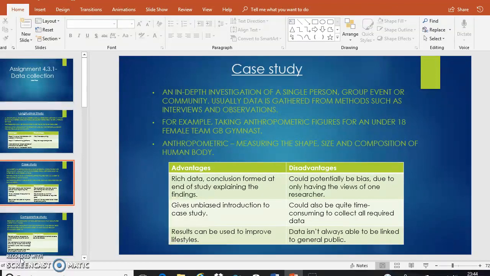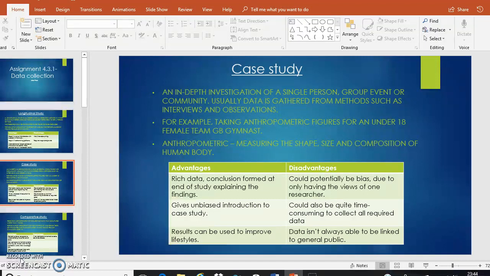Next, there's case study. This is an in-depth investigation of an individual, group, event, or community. Usually data is gathered from methods such as interviews and observations. So you can maybe take anthropometric figures for an under 18 female Great British gymnast. And anthropometric, if you don't know, is measuring the shape, size, and composition of the human body.